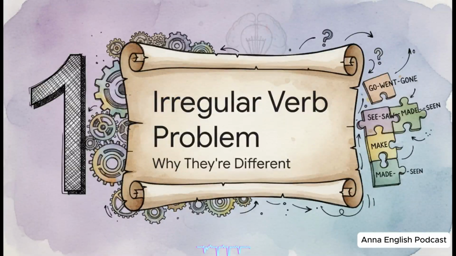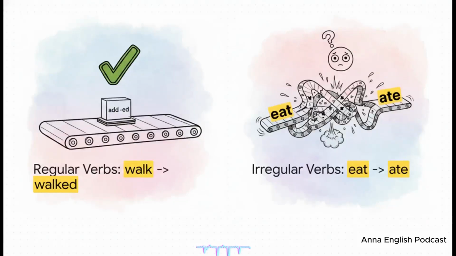All right, let's dive right in. To solve this whole irregular verb problem, we first need to get a really clear picture of what makes them so, well, so different. Okay, so here's the crucial point. Regular verbs, they're predictable. They follow a nice, simple rule. You just add ed to make them past tense. Walk becomes walked. Easy. Irregular verbs, though, they just break that rule completely. It's like each one has its own unique, secret past tense form.